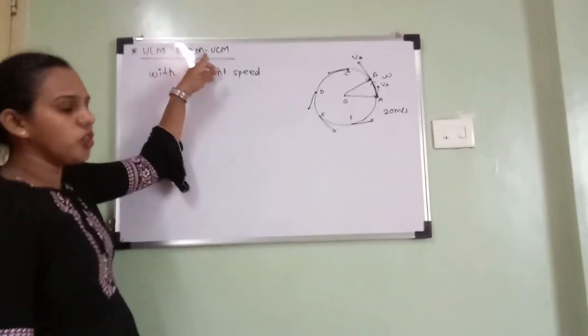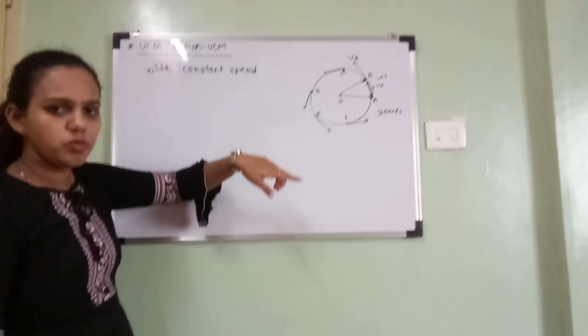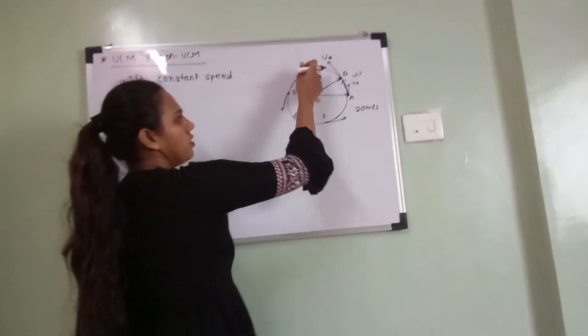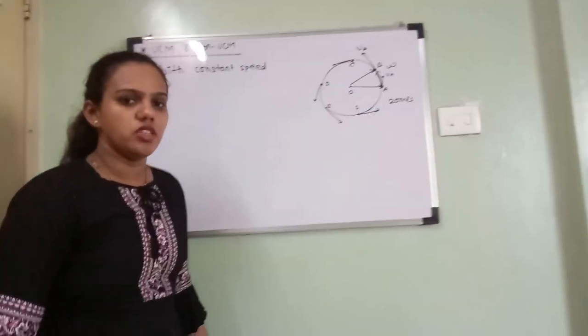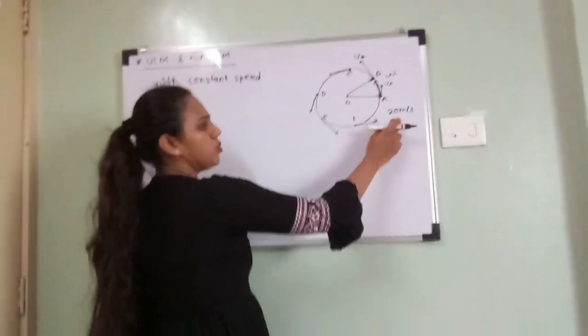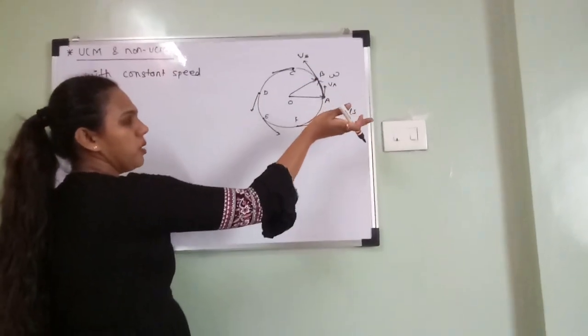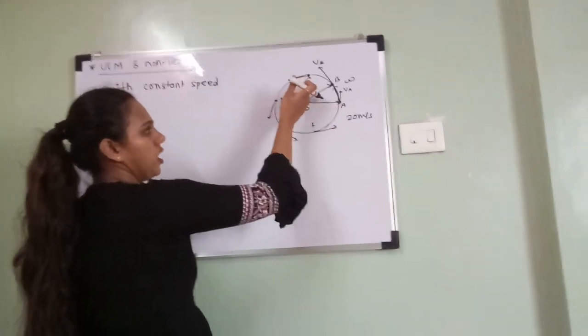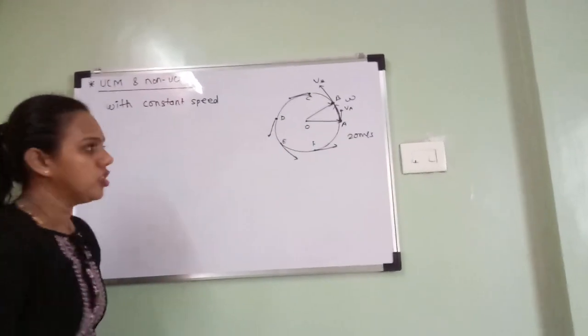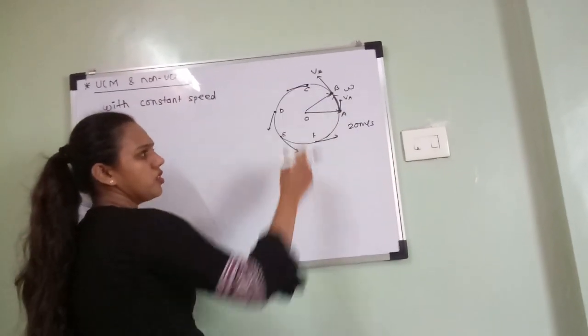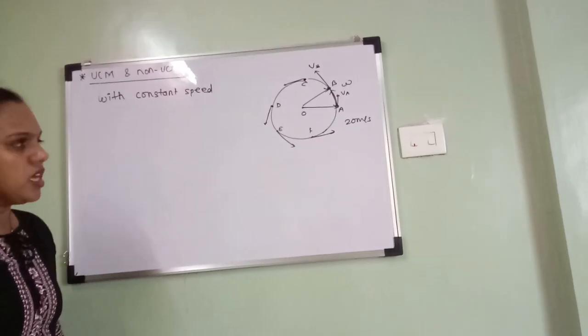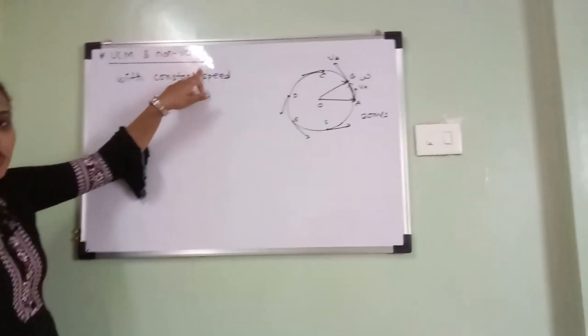Similarly, what do you mean by non-UCM? In non-uniform circular motion, the magnitude of velocity varies. Suppose at point A it is 20 meter per second, at point B it may be 30 meter per second or 10 meter per second, at point C it will be changing. So throughout the circumference of a circle, its velocity goes on changing. Hence it is known as non-uniform circular motion.